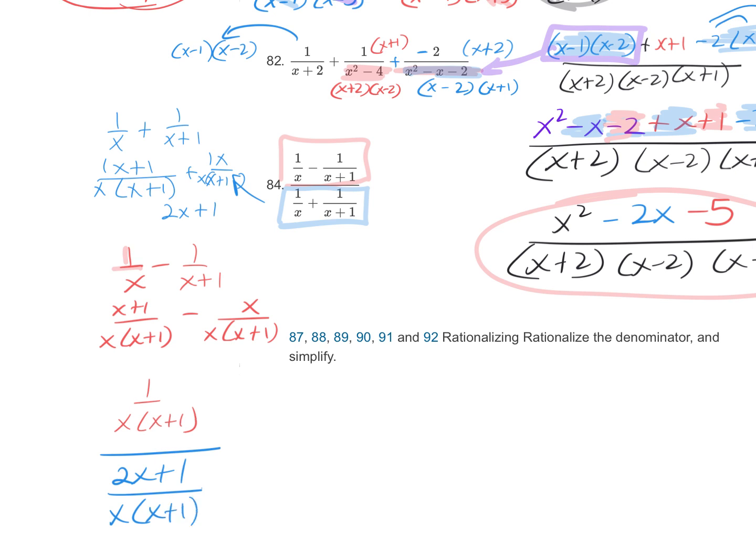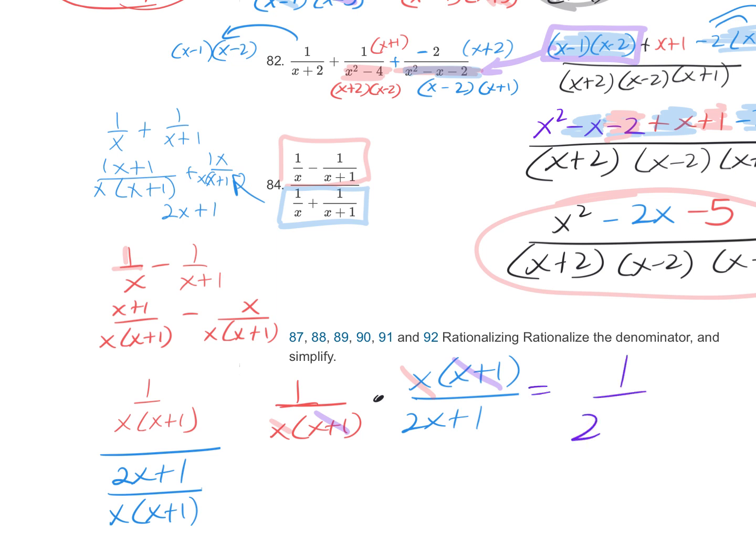Now I'm going to do a keep flip change, keep the red. Flip the blue upside down and multiply. So now the blue flipped upside down becomes x times x plus 1 over 2x plus 1. And again, look for things to simplify. The x's simplify, so do the x plus 1s. And then I'm just left with 1 over 2x plus 1.